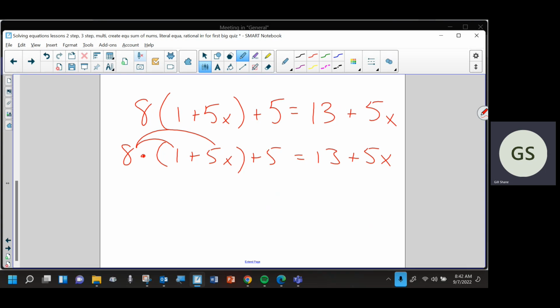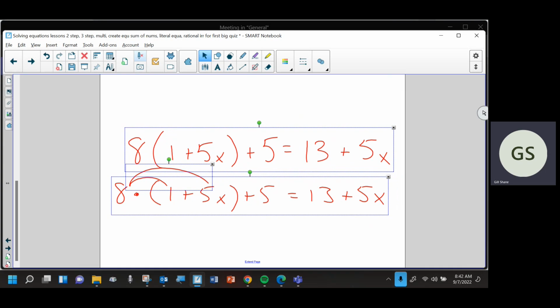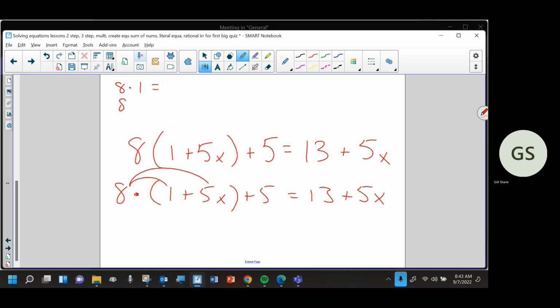That's why we draw those little lines in. It means take the 8 and multiply it times the 1, and then take the 8 and multiply it times the 5x. I'm going to do that in a separate part of my paper, because I didn't tell you guys to do that before, and a lot of people are doing it in the problem, and it's becoming really confusing. So I'm going to say, okay, I know this is what I have to do.